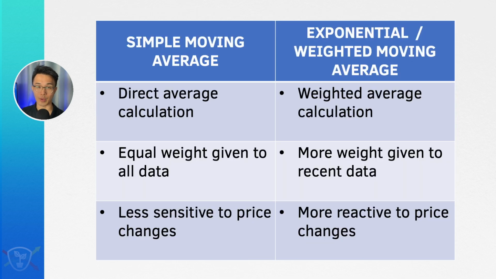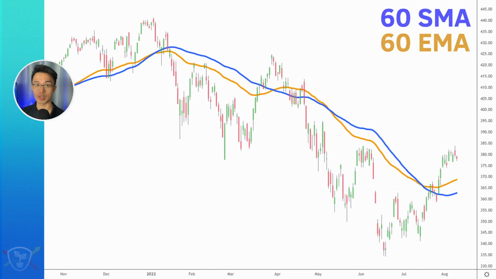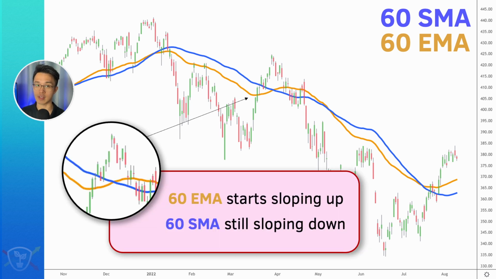And the result of that is that we have a moving average line that is more sensitive to recent price changes. If we were to do a side-by-side comparison of the 60-period exponential moving average and the 60-period simple moving average, what we'll notice is that the EMA is way more sensitive and way more reactive to recent price changes. But what difference does it really make? Why would we be using one over the other?